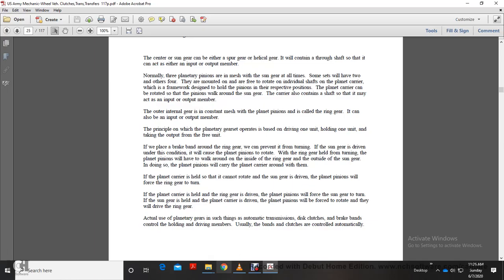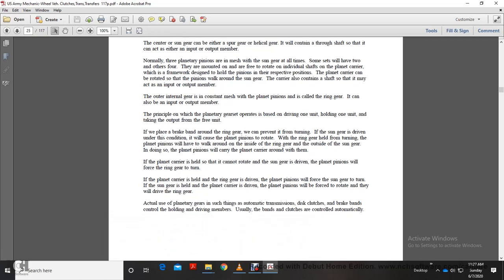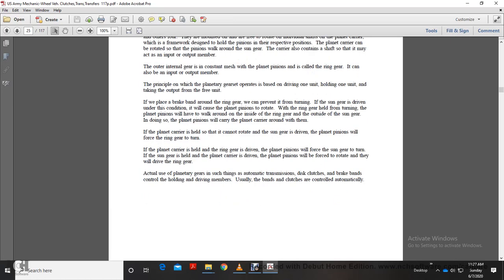When the ring gear helps with the turning of the planet pinions, they will have to walk around the inside of the ring gear and outside the sun gear. In doing so, the planet pinions will carry the planet carrier around with them. If the planet carrier is held and the sun gear is driven, the planet pinions will force the ring gear to turn. If the planet carrier is held and the ring gear is driven, the planet pinions will force the sun gear to turn.